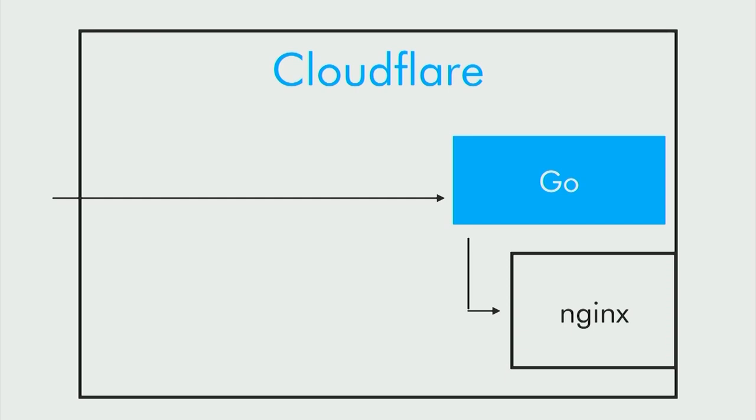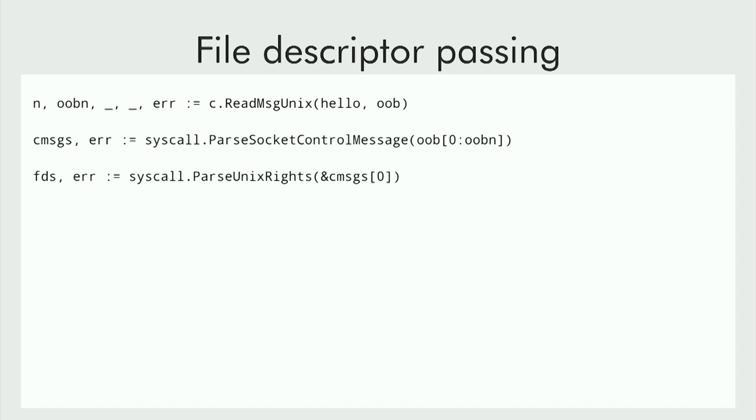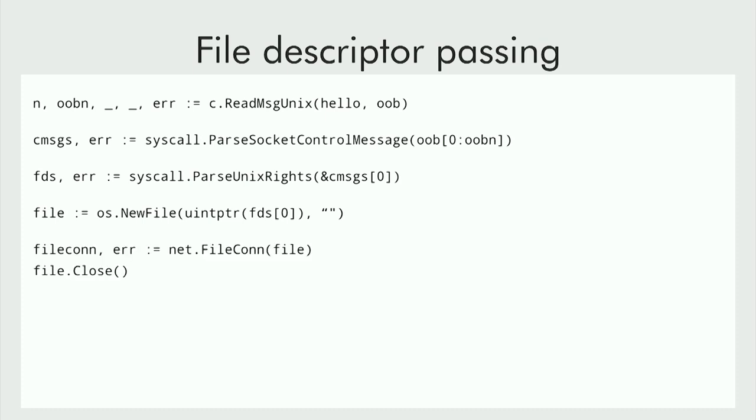So how we do this in the standard library, it's pretty easy. You use a specific type of Unix connection that has a ReadMsgUnix function to read the packet and some out-of-band data at the same time. Then you use the syscall package to parse this out-of-band data, and then another syscall call to turn that parsed structure into file descriptor numbers. You pass the file descriptor numbers to the NewFile function. You obtain a file object. You pass it to net.FileConn so that it can duplicate it and turn it into a net.Conn.